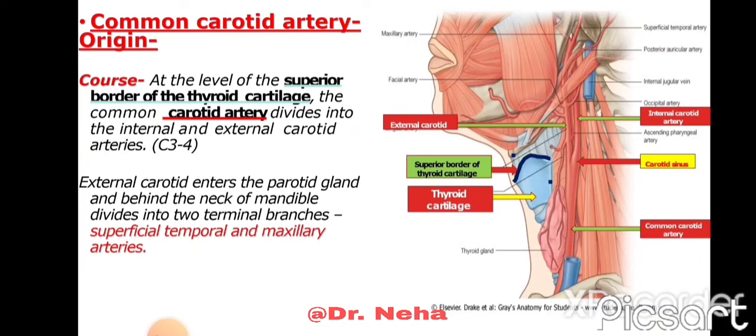The external carotid artery enters into the parotid gland, and behind the neck of the mandible it divides into its two terminal branches, that is the superficial temporal and maxillary artery. While the internal carotid artery does not provide any branch in the neck, and it directly enters into the carotid canal at the base of the skull and supplies the brain area.